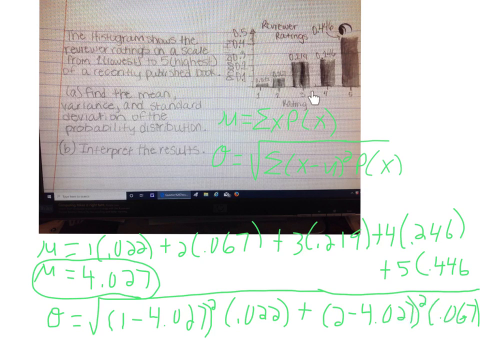And then you continue for 3, 4, and 5, and you add each of those, and that'll give you the variance. You take the square root of it, and that gives you the standard deviation. I hope that helps.